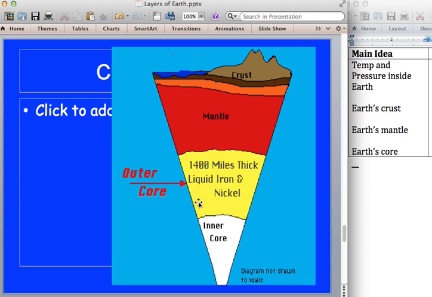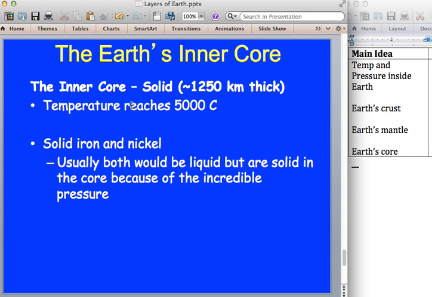All right, so you've got the outer core here. It's about 1,400 miles thick. It's pretty thick, and it's liquid iron and nickel. And then as we get farther down, we get to the inner core. It's made of the same thing, iron and nickel, but it's a solid, even though it's hotter than the outer core. And the reason it's a solid is because of the incredible pressure of all the stuff above it.